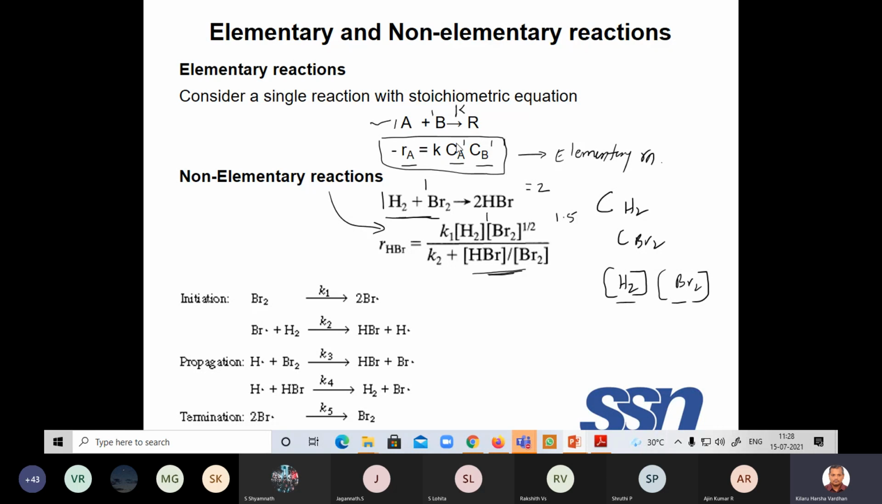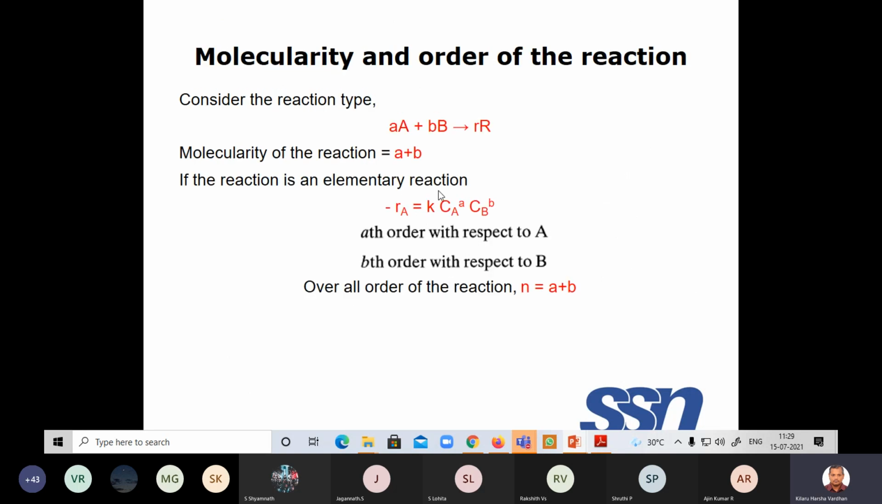Understand? For an elementary reaction, you see here the molecularity is 1 plus 1, 2. Order is also 2, because 1 plus 1 is 2. For a general elementary reaction, your molecularity and order are the same, whereas for non-elementary reactions, the order and the molecularity may be different. Definitely there will be some difference, right? That is what this slide gives you.